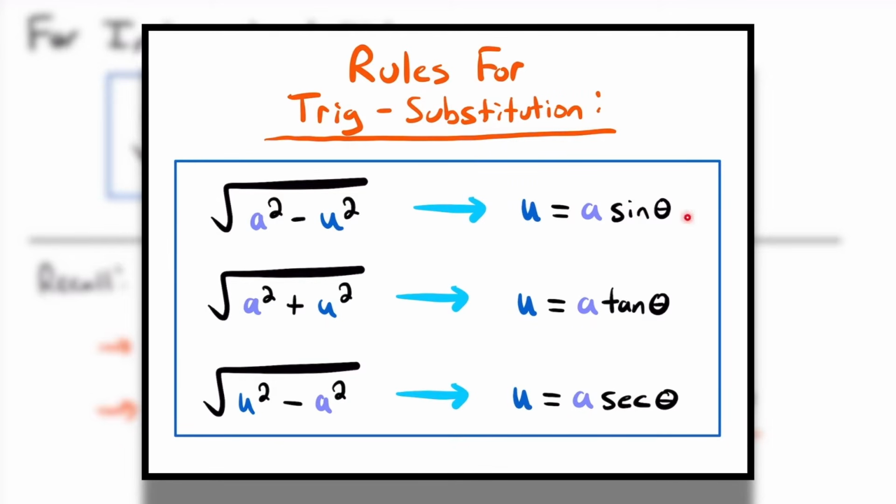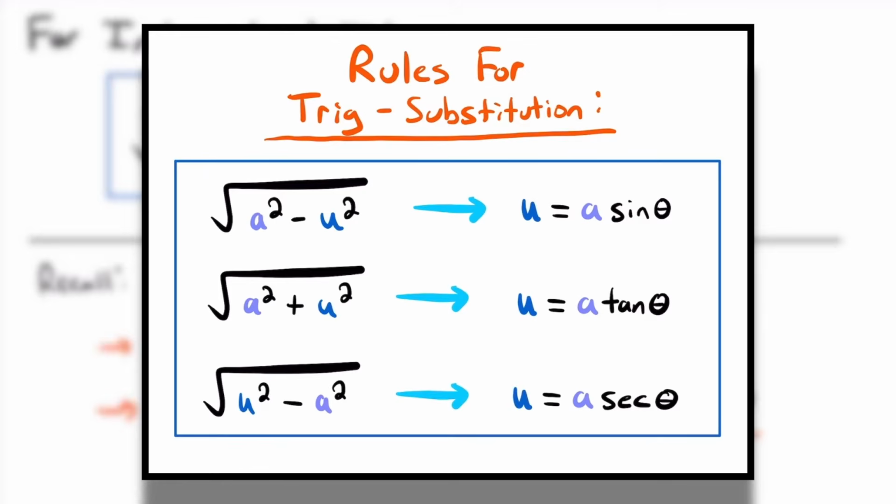Now I know that the forms for sine and secant are very similar, and it can be hard to remember the difference between the two, but note that when you set u equal to a sine theta, the constant comes first. A squared is a constant, but for secant theta, u comes first, and remember that u represents your function or a variable. The way I personally remember the difference between a squared minus u squared and u squared minus a squared, and what trig function to use, is that if the constant is first, you use sine, and if the variable is first, you use secant. So just remember the phrase constant sine, variable secant. That should help you remember which form corresponds to which trig function.